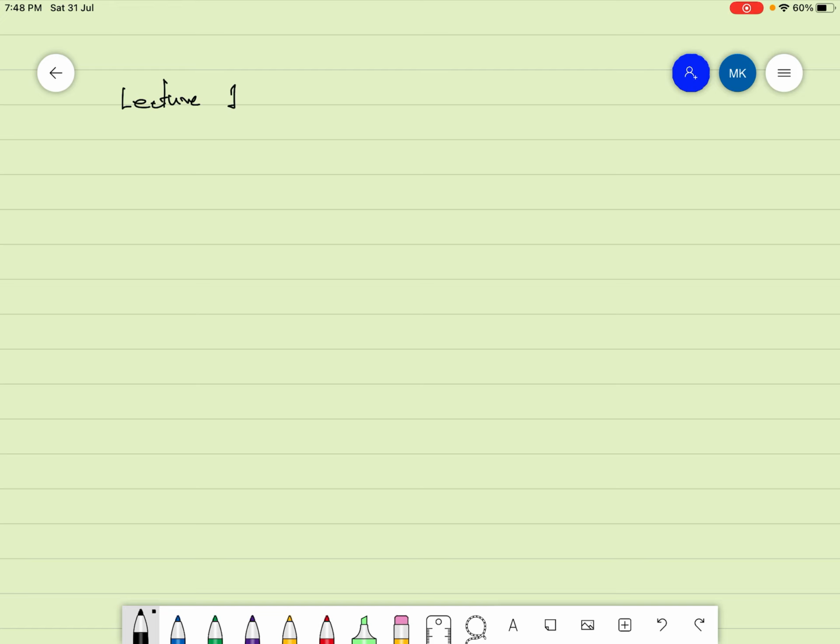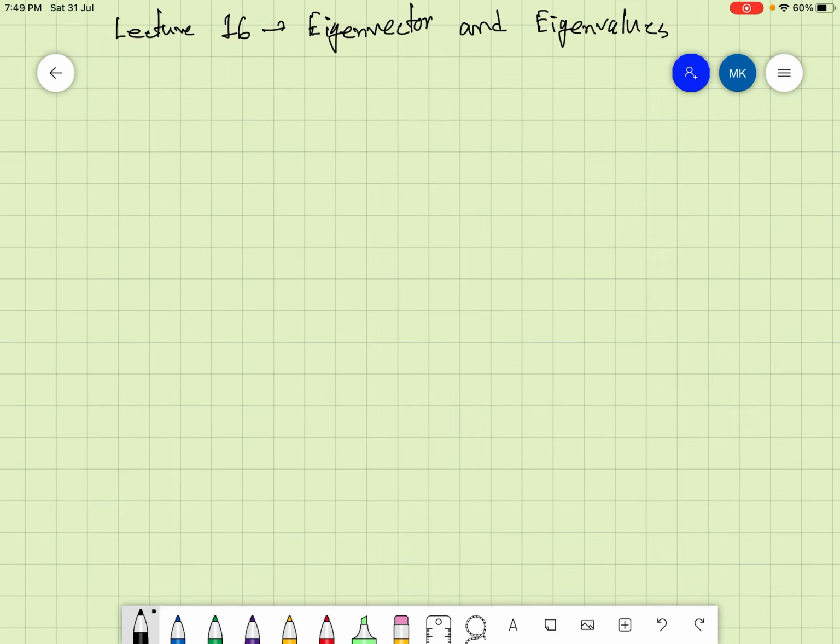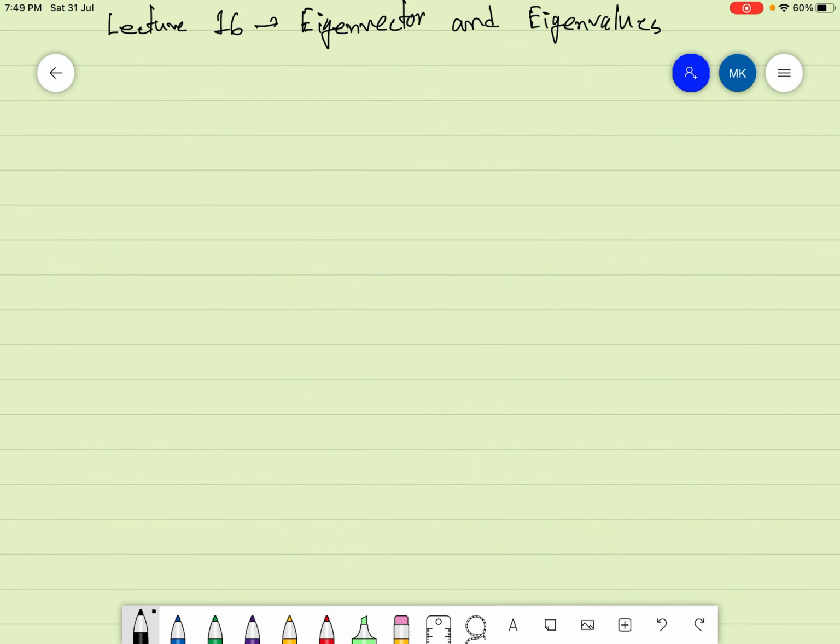And today is the all important eigenvectors and eigenvalues. Now, to understand what eigenvectors and eigenvalues are, to visualize these things, you need to have a solid visual understanding of three important topics.